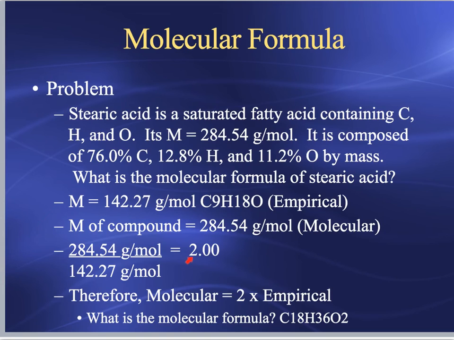Okay, if that wasn't a whole number, then this means I probably did something wrong somewhere. So, in any case, the molecular is going to be double that of the empirical. So if my empirical formula was C9H18O, my molecular is going to be double that, C18H36O2. And they're not always going to be 2. Both the examples here were 2.